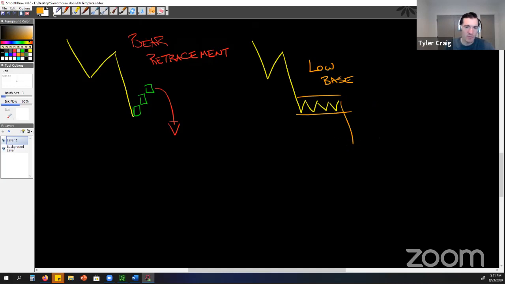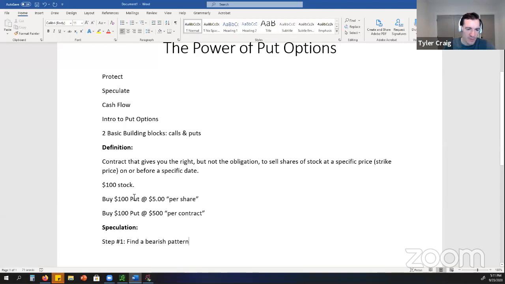When it breaks support, maybe I buy a put option. That could be one way to capitalize on it. By the way, in case this wasn't obvious, buying puts is an alternative to shorting stock, right? So the long put here is a cheaper, limited risk alternative to shorting stocks.